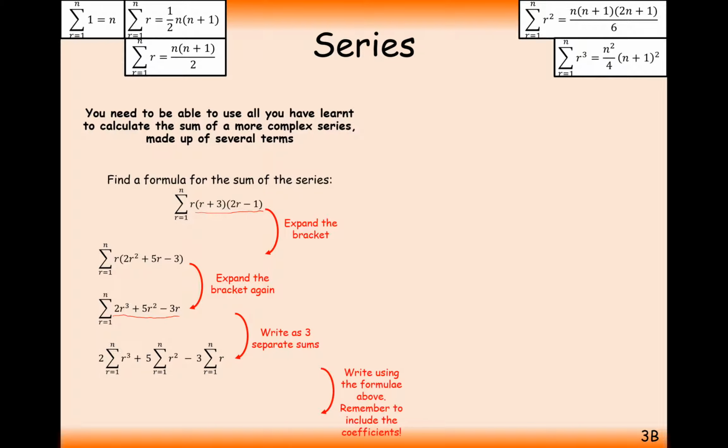Now what we can do once we've split up our series into 3 separate components is we can now use the formulas for the cubed series, the squared series and the normal numbers series. So for this cubed series, remember it's 2 from the 2 here, that still plops in, is n squared (n plus 1) squared over 4, plus 5 will still come in from the 5 that's factorised at the front, n(n plus 1)(2n plus 1) all over 6, minus 3 from the 3 up here, don't forget to include these values, (n plus 1) all over 2.